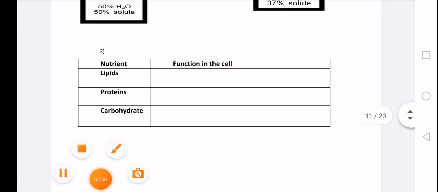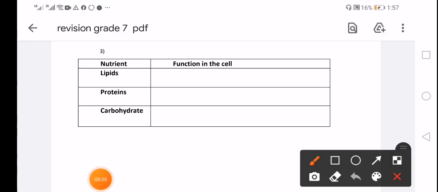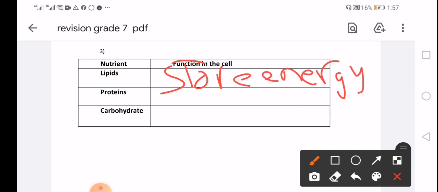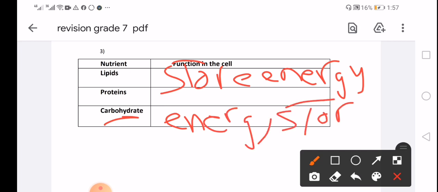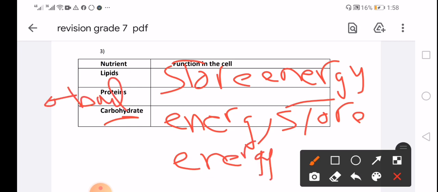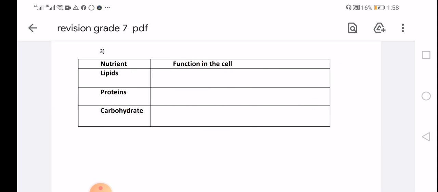In function in the cell, what is the importance of lipids? Store energy. Proteins build and repair body structure. Carbohydrates are for energy and energy storage. Protein builds and repairs our body structure. That's it. Thanks for watching.